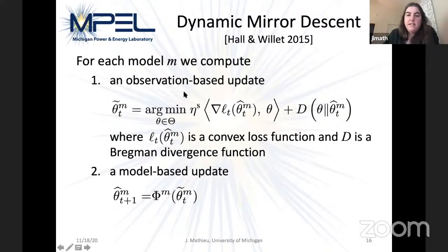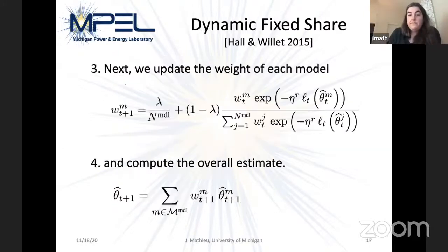So dynamic mirror descent. First, we have an observation-based update where L is a convex loss function and D is a Bregman divergence function. The takeaway here is that we're trying to make sure our models are matching the measurements, and they're also not diverging too much from what they were in the past. So based on an observation of the system, we update our estimate of a state. And then we use the model to predict the next state for our system.